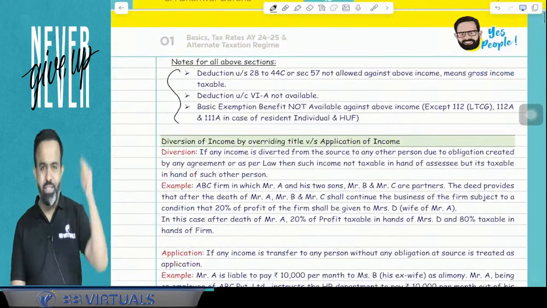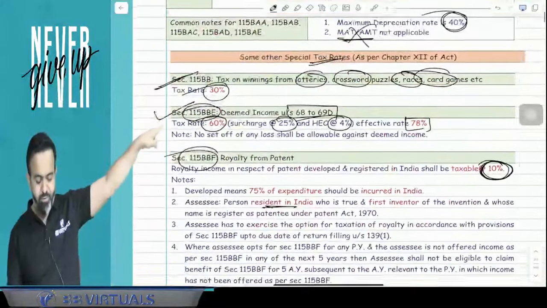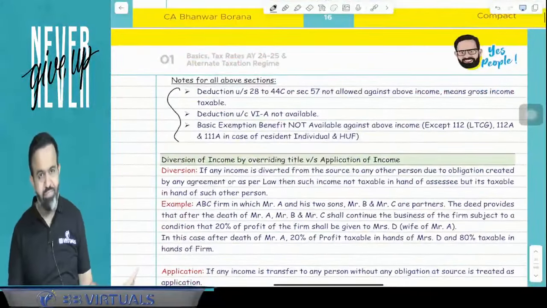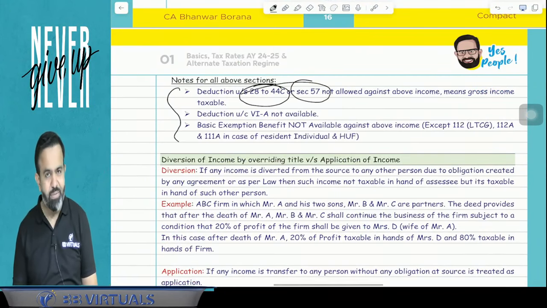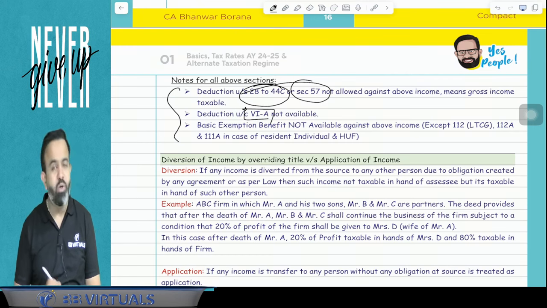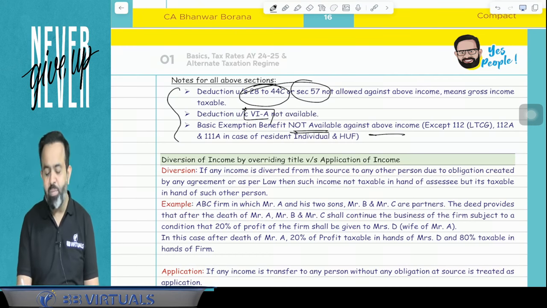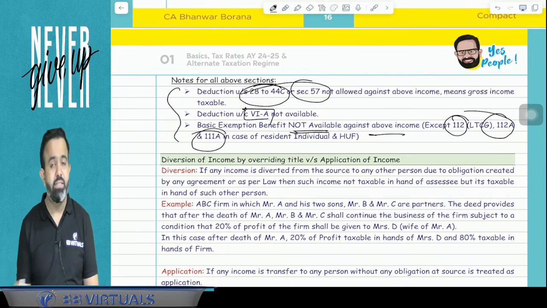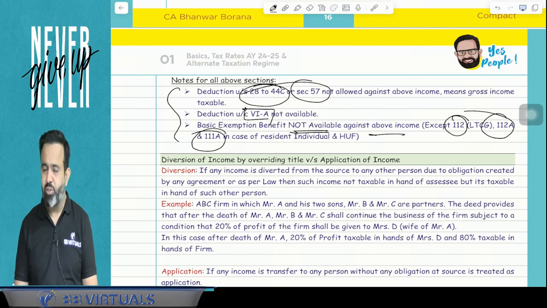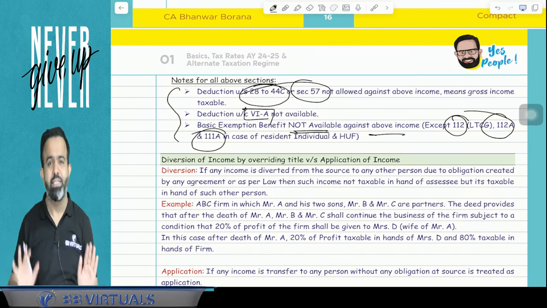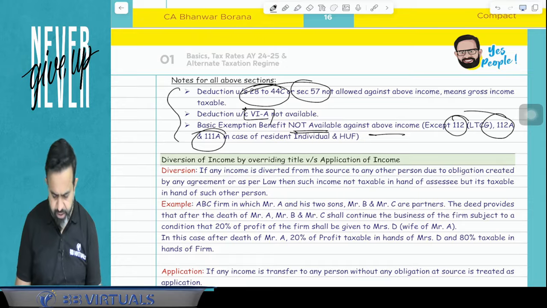Now guys, for all these special tax rates, from 115BB to 115BBJ, any deduction of expenditure is not allowed, means gross income is going to be taxable. Deduction under Chapter 6A is also not available, and the basic exemption benefit is also not available. But the basic exemption benefit is available in case of special rates of income: one is LTCG under 112, one is LTCG under 112A, and one is STCG under 111A, in case of a resident individual and resident HUF. Unexhausted basic exemption and all, we will discuss in the capital gain topic.